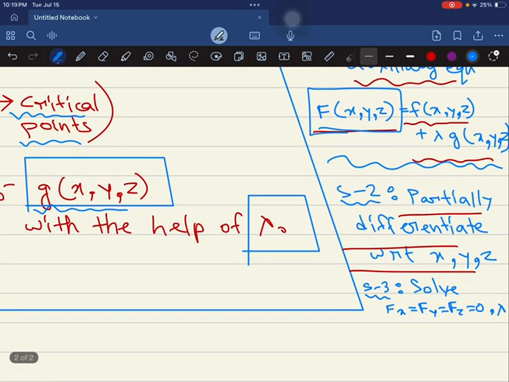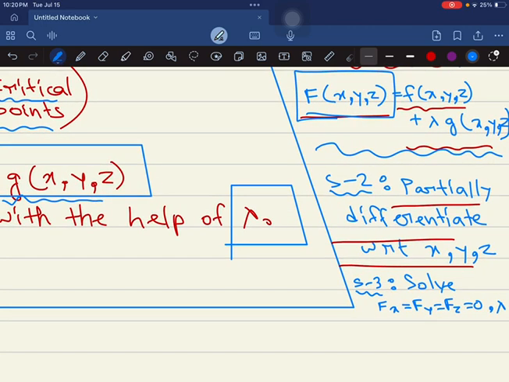In the second step, we will partially differentiate the auxiliary equation that we formed in step 1 with respect to x, y, and z. And in the third step, we will equate all the equations, that is Fx is equal to 0, Fy is equal to 0, and Fz is equal to 0, and solve for the Lagrange's multiplier lambda and the stationary values of x, y, and z respectively. So we'll take a look at an example.